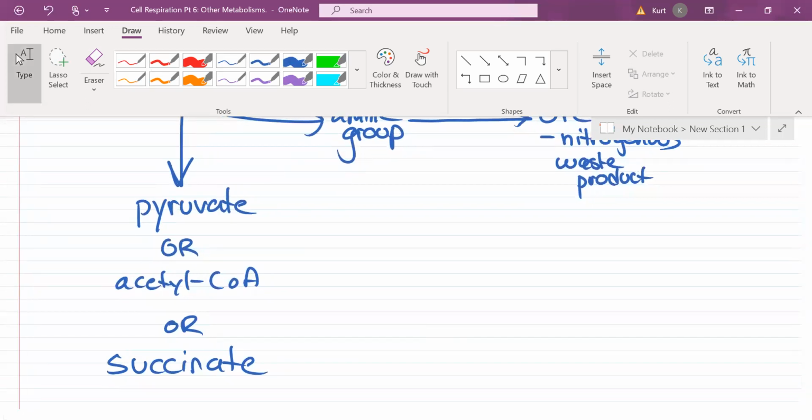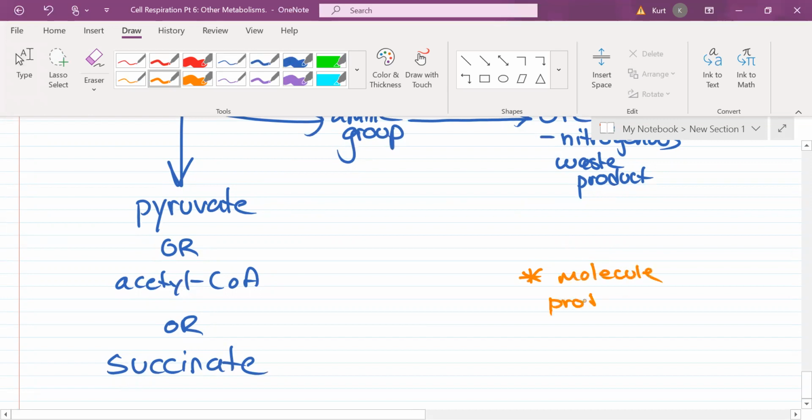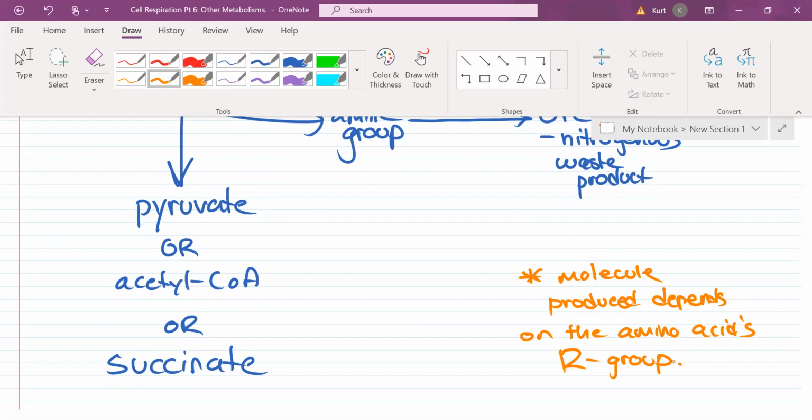Now, why such variation? Here's why. The molecule produced depends on the amino acid's R group. You will find out when we get to Unit 5, which is molecular genetics, that amino acids come in all different shapes and sizes. It's because of the R group. Some R groups are huge, some R groups are small, and some R groups are medium-sized.